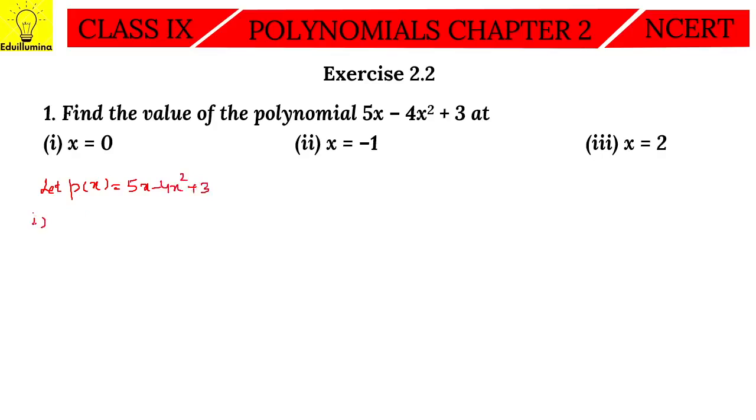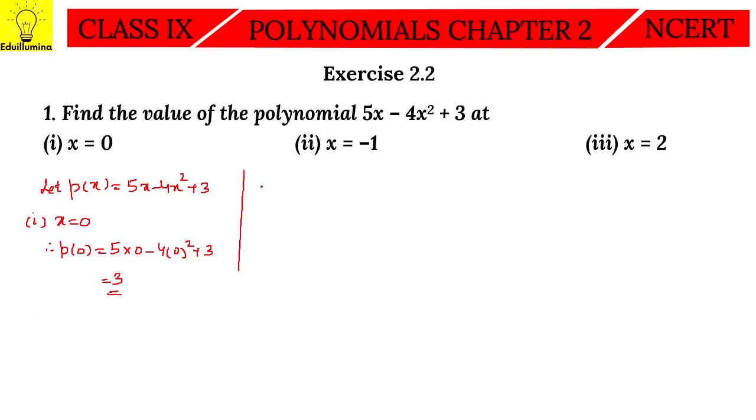So in the first question we want to find out the value of this polynomial at x equal to 0. So therefore p of 0 will be equal to 5 into 0 minus 4 into 0 square plus 3. 5 into 0 is 0 minus 4 into 0 square is 0. So the answer is 3.